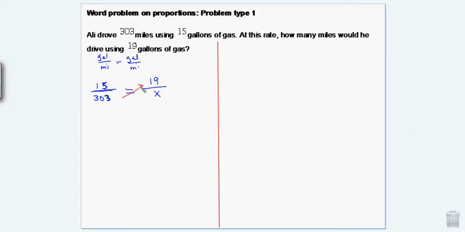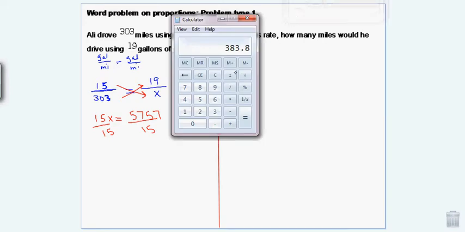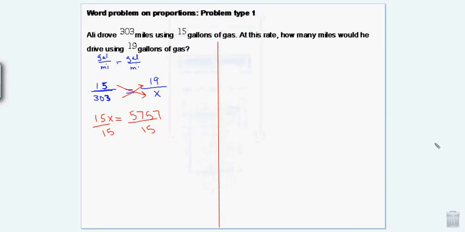I'm then going to cross multiply, and that gives me 15x is equal to 57. And if I divide both sides by 15, I am going to get 383.8. So x would be 383.8.